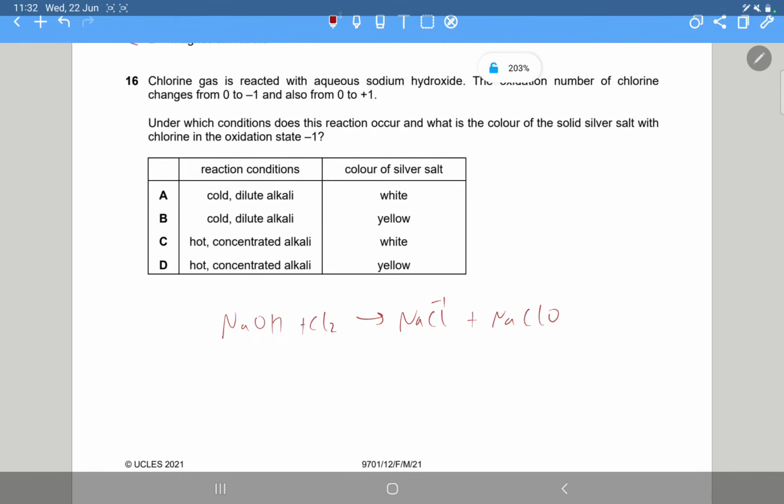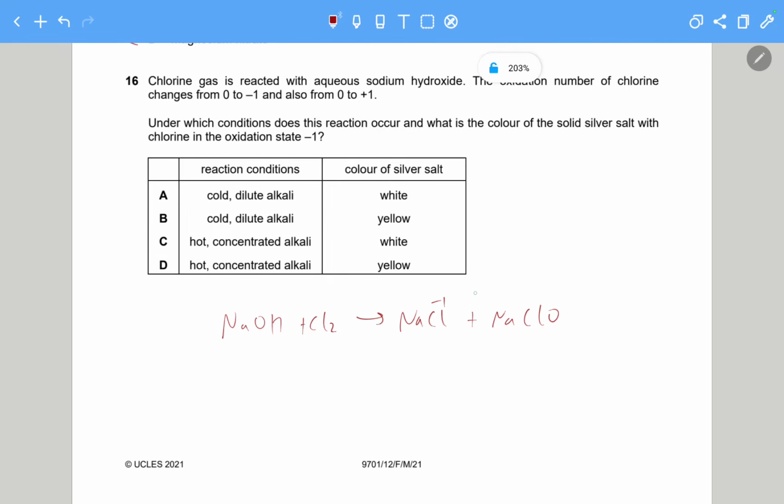NaCl is in the -1 oxidation state, and the Cl is in the -1 oxidation state. In NaClO, the Na is in +1, oxygen is in -2, and Cl also has to be in +1. So the question says that the oxidation state goes from 0 to -1, 0 to +1. So yes, the cold dilute alkali is a reasonable answer.